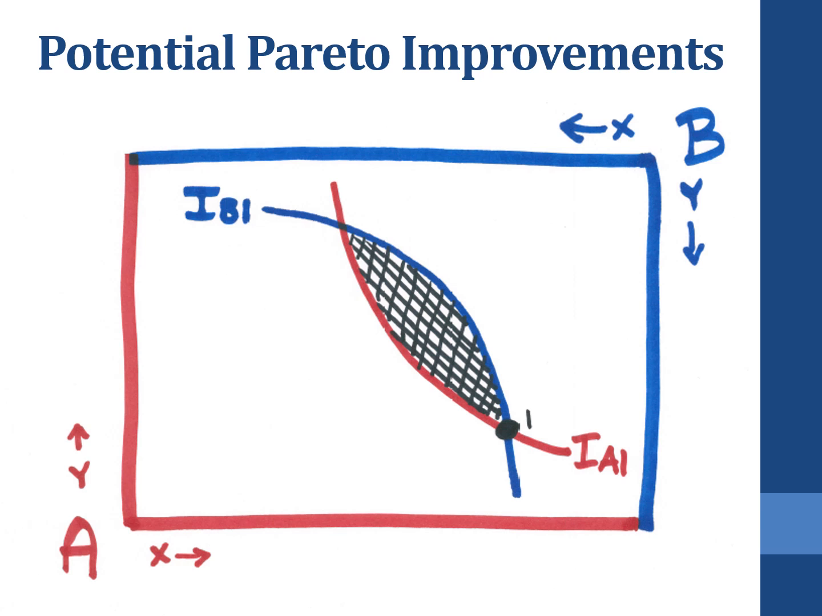Anytime, anywhere we move from point 1 inside this shaded-in region here, we know we have made a Pareto improvement. We've made at least one person better off without harming the other person. We haven't moved backwards for either of the indifference curves if we move in this area. But that doesn't mean we're at a Pareto efficient state of the world. We're only at a Pareto efficient state of the world if we end up at a point of tangency.